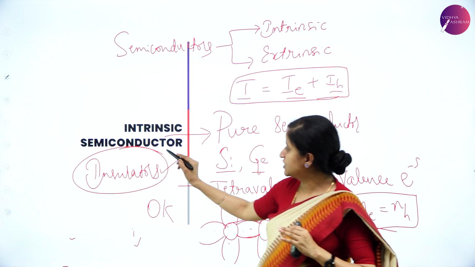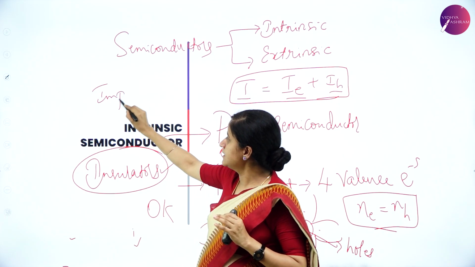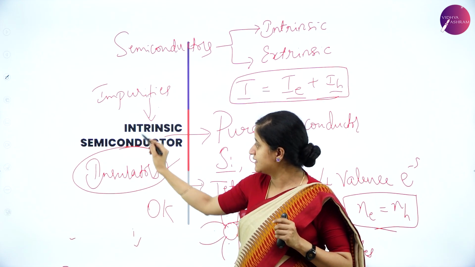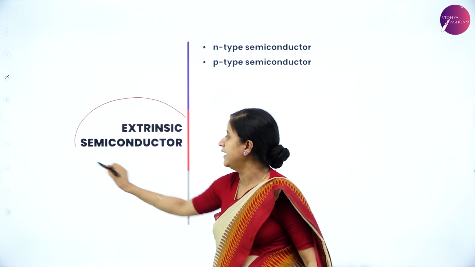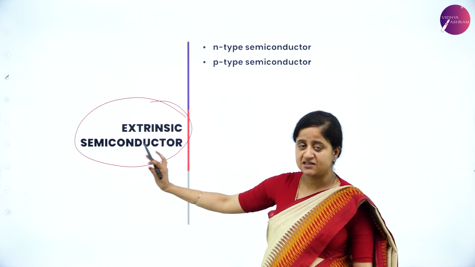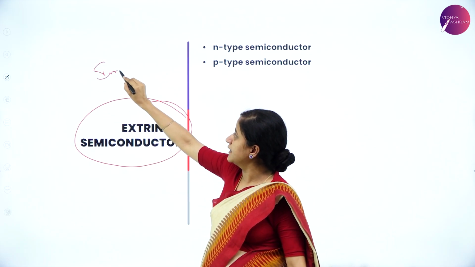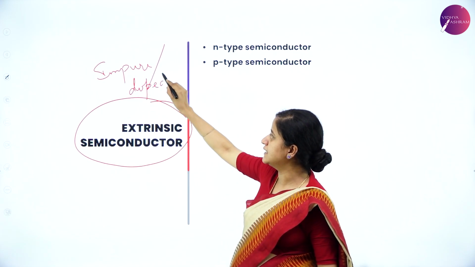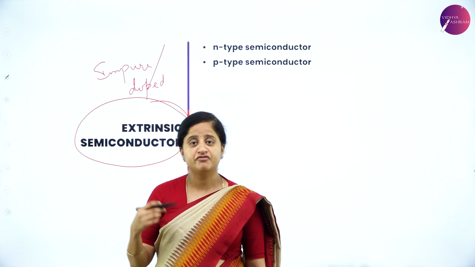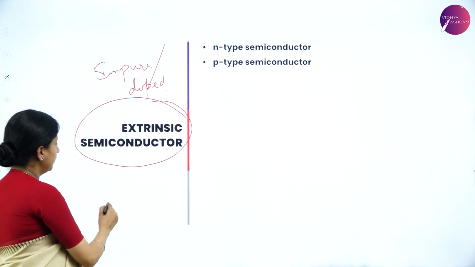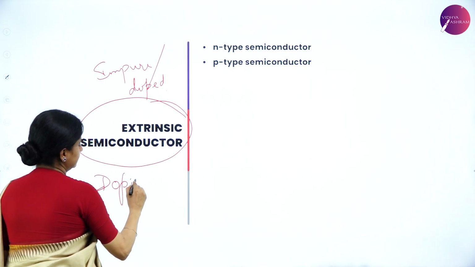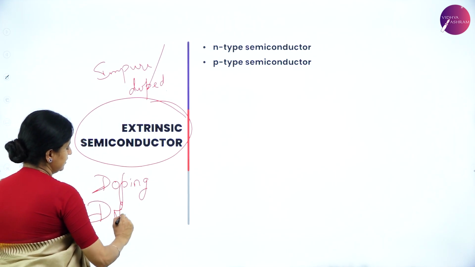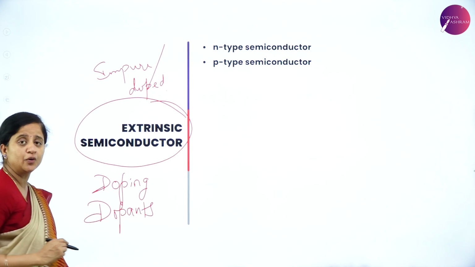Doping means addition of impurities to this pure semiconductor. So when we add impurities to intrinsic semiconductor, we get extrinsic semiconductor. These are basically impure semiconductors because these are doped with impurities. The process of addition of impurities is called doping, and the impurities that we add to intrinsic semiconductor are called dopants.